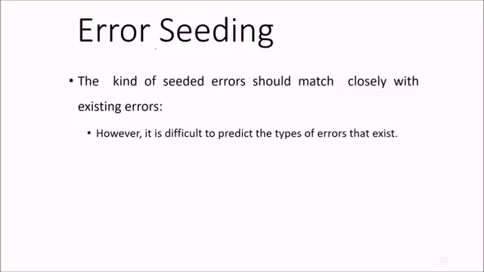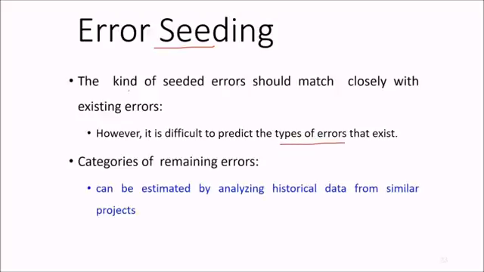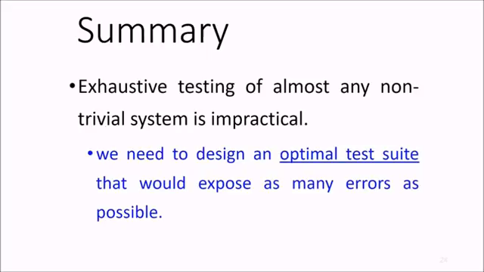In error seeding, the seeded errors should match; you cannot just haphazardly include errors. These errors should be as close to the existing errors as possible, but it is very difficult to predict this type of error. So what could be the categories of remaining errors which have not yet surfaced? This can easily be estimated by analyzing historical data from a similar project. If a similar project has already been carried out, the testing report of that project can show you what kind of errors can be the remaining errors.